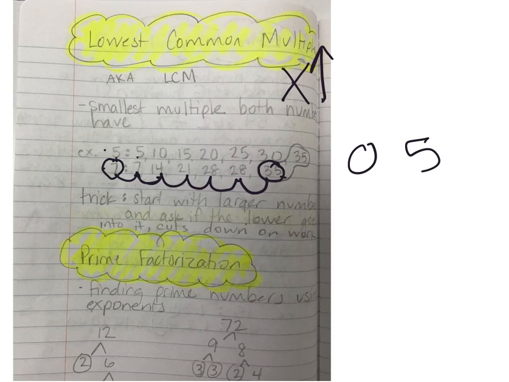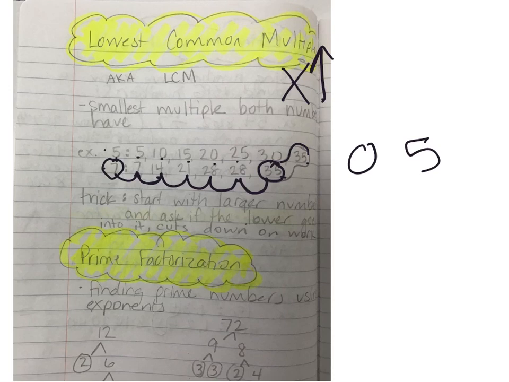And if you wanted to, you could write these out. 5, 10, 15, 20, 25, 30, 35. And 35 is the LCM. Trick, start with the larger number and ask if the lower goes into it. That cuts down on your work.